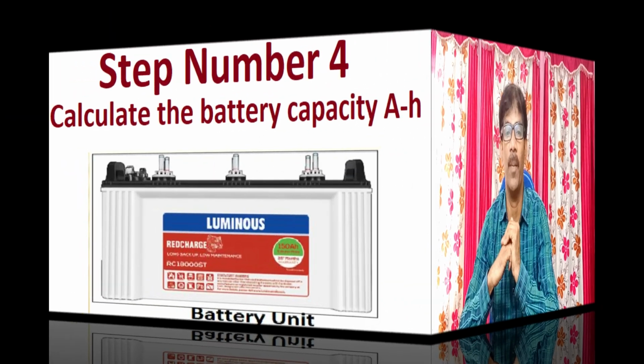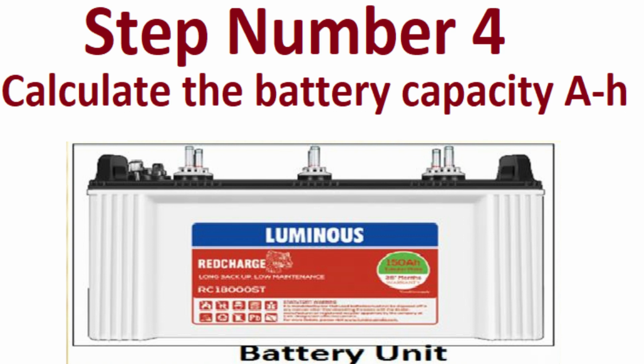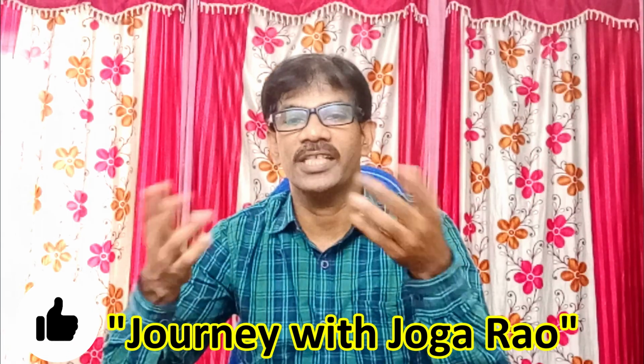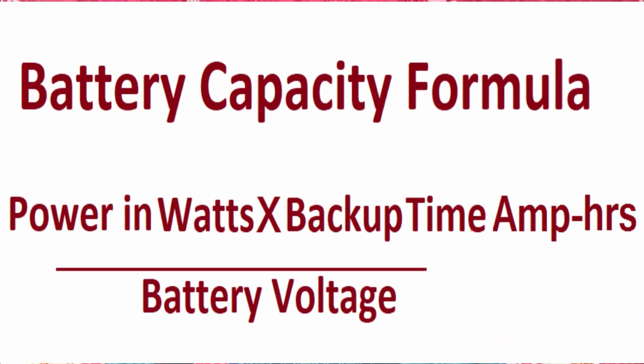Now coming to step number 4. Step number 4 is calculate the battery capacity. Actually, the battery is the most important part and the backbone of an inverter system. Generally, battery capacity is measured in ampere hours, or simply Ah. The battery capacity formula is total power consumption in watts into backup time in hours, divided by battery voltage.